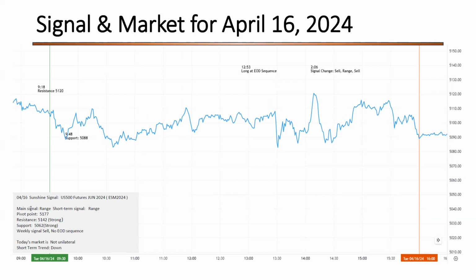So when you're trading, this is when you want to trade the extreme. You want to short at the highs and buy the lows and avoid the middle. Here we have a pivot point at 51.77, resistance at 51.42, and support at 50.62. So if possible, you want to try to short as close to 51.42 as possible and buy closer to 50.62.